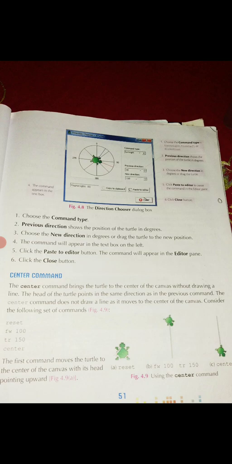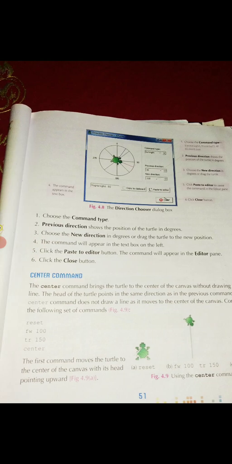In figure 4.9 you will see three center commands. Look here, where you are using the center command to reset. Then FW, that is moving in the forward direction, and then turning right. First you move forward 100 steps. Then we move the turtle towards the right-hand side, turn right 150.